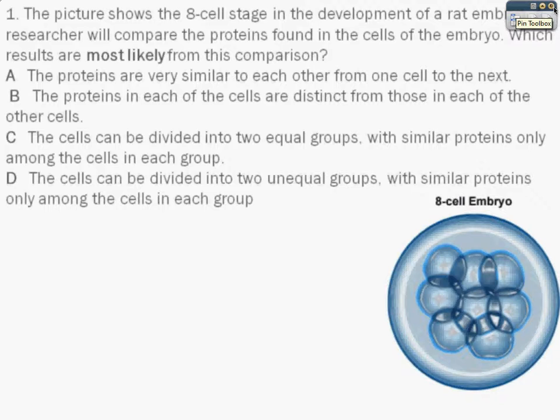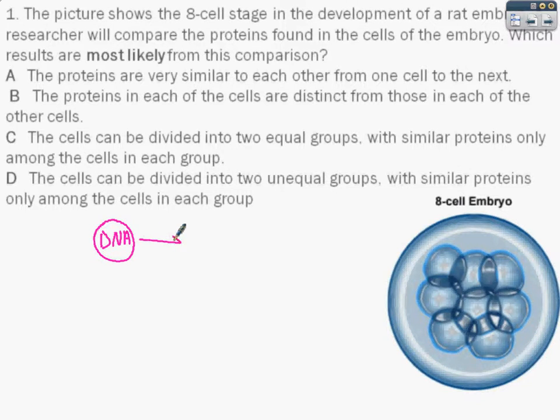The picture below shows the 8-cell stage in the development of a rat embryo. A researcher will compare the proteins found in the cells of the embryo. Which results are most likely from this comparison? Well, we're dealing with a rat, and whether it be a rat, a human, any upper animal is going to start out as one cell. And that one cell is going to have one copy of the DNA.